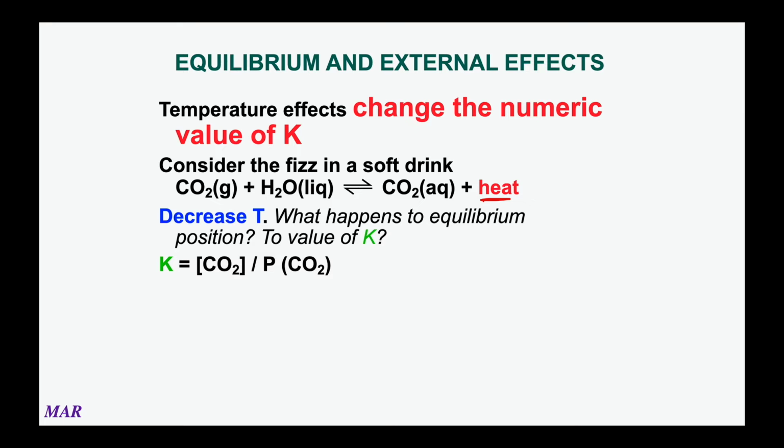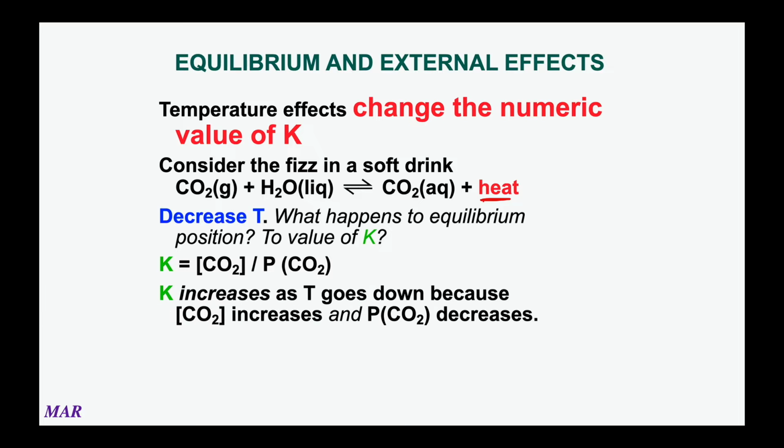You're going to see the K value actually increase if you decrease the temperature. K increases as the temperature goes down because the reaction's trying to generate more heat. It's trying to warm itself up. The concentration of CO2, the moles per liter, the product side CO2, is going to be increasing, and the pressure of CO2, the CO2 on the reactant side, will be decreasing.